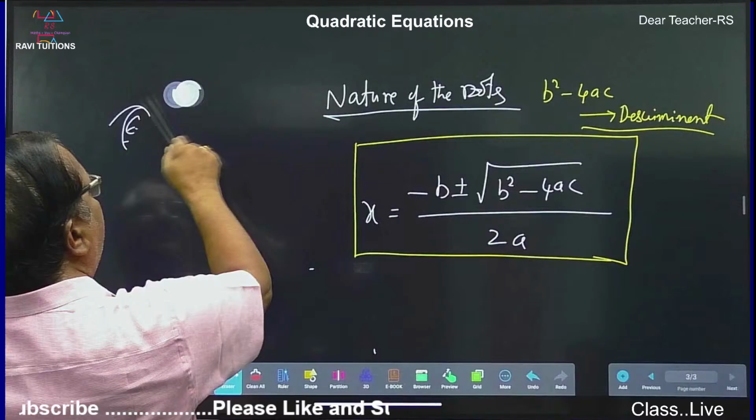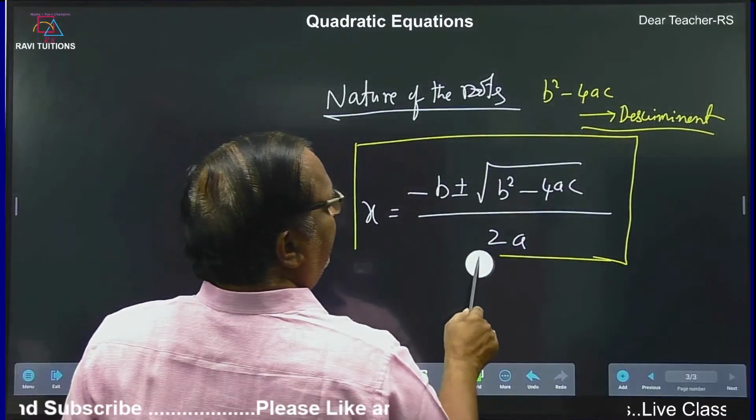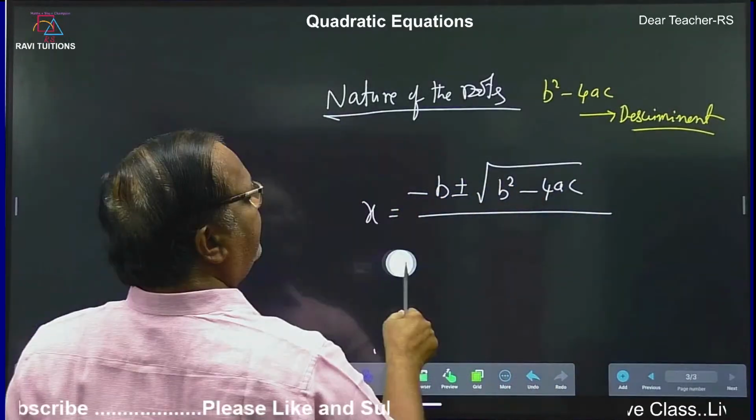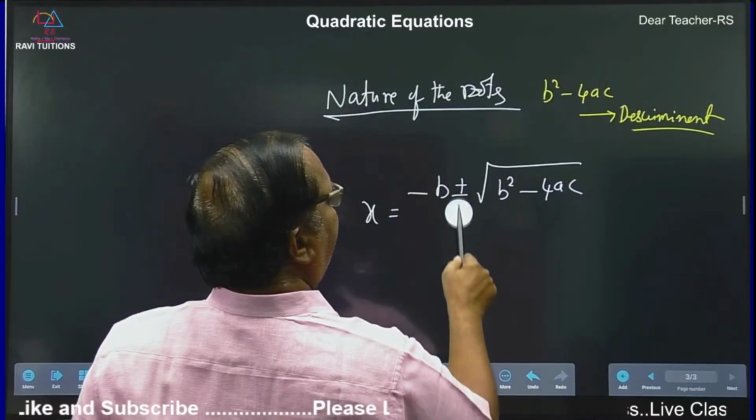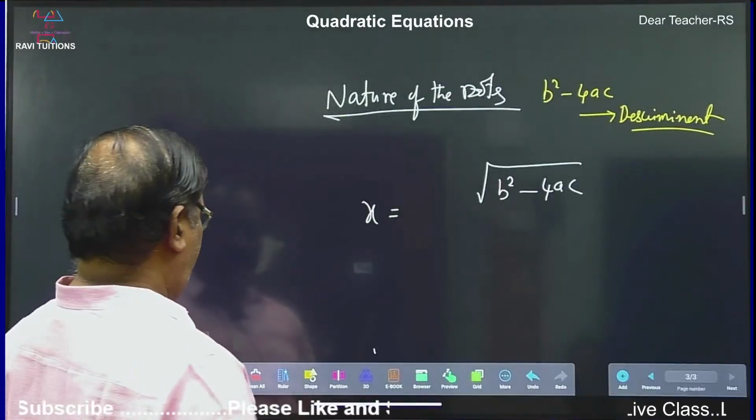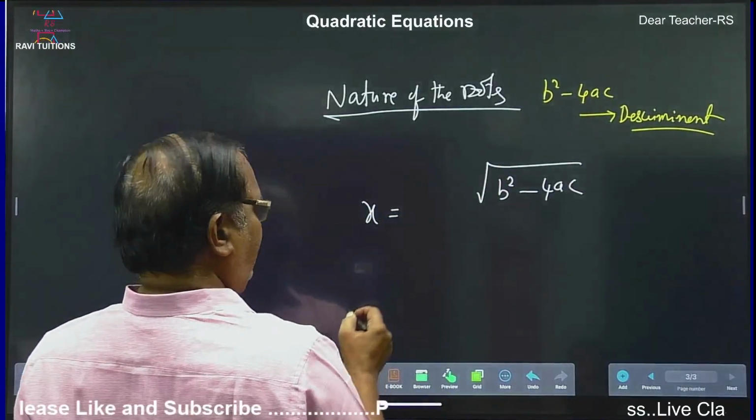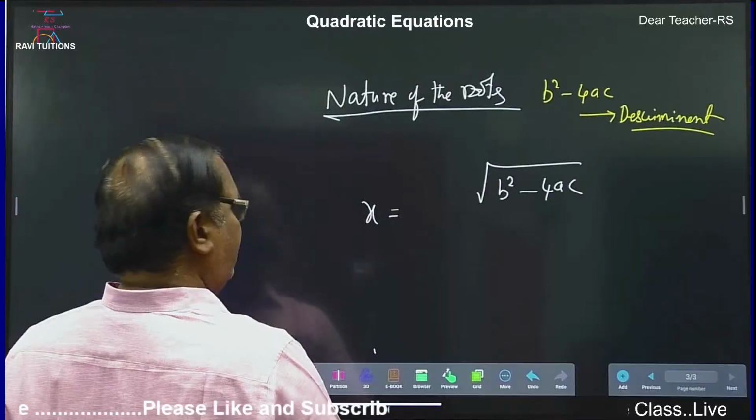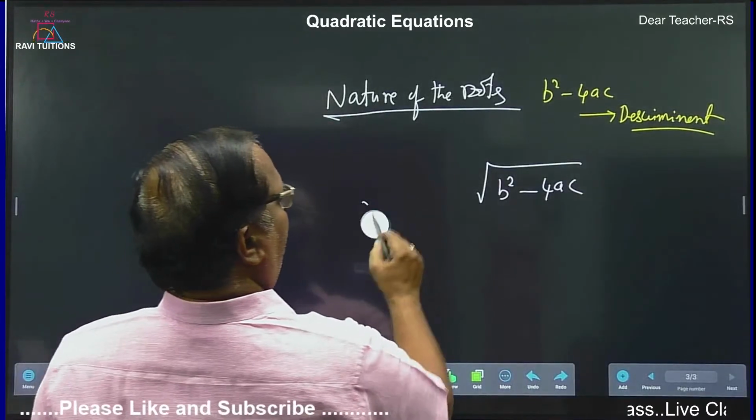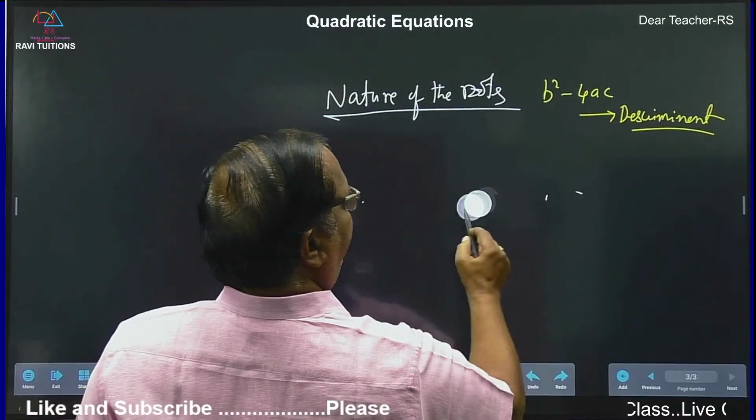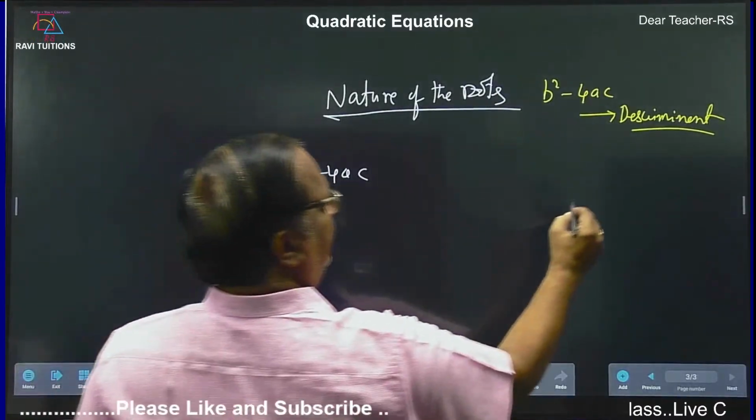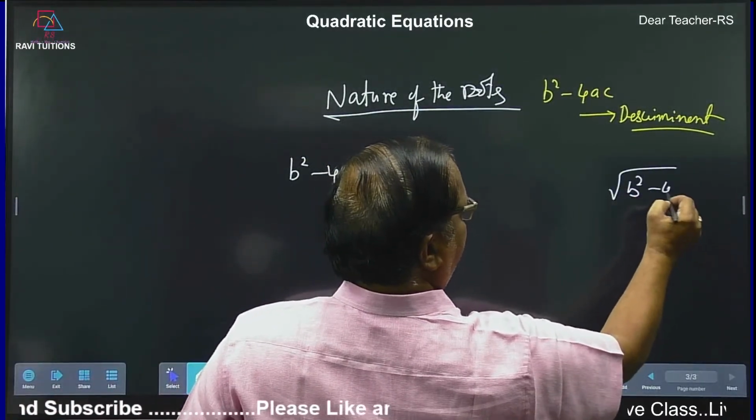So now in this, there is no need of this, and this is also no need, and this is no need. This will decide whether roots are real or not. So this also I will remove. Let us take a question. No need of question, first let me explain. b square minus 4ac.